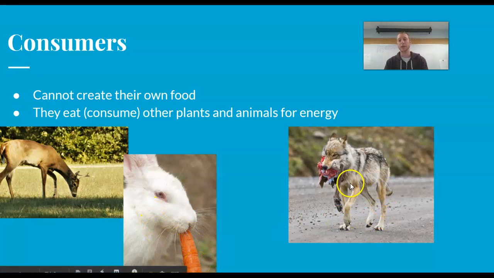All right, here's a wolf, and this is kind of gross, but it looks like he got a deer and he's walking around with his deer leg. This wolf cannot make its own energy, cannot make its own food. So it is going to consume this deer, which ate the grass, right? So we got the sun's energy allowing the grass to grow. The deer comes around and eats the grass, and then the wolf comes around and eats the deer. So the wolf is consuming this animal for energy, all right?